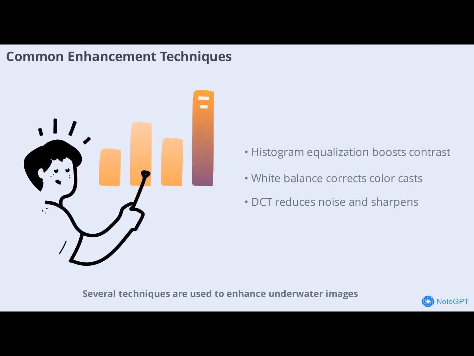Several techniques are used to enhance underwater images. Histogram equalization improves contrast by redistributing pixel intensities. White balance techniques correct color casts caused by varying illumination. Discrete cosine transform (DCT) methods help in reducing noise and improving sharpness. Each technique addresses specific challenges such as low contrast, color distortion, or poor visibility. By combining these methods, researchers can significantly improve the quality of underwater images, making them more useful for analysis and interpretation.